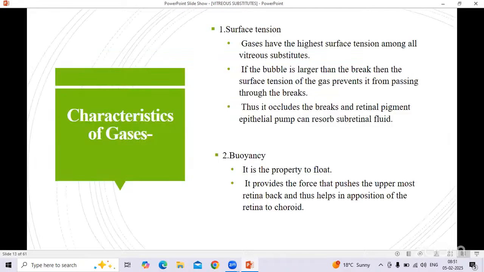Okay, so characteristics of gases. Surface tension: the gases have the highest surface tension among all the vitreous substitutes. And if the bubble is larger than the break, then the surface tension of the gas prevents it from passing through the break, and it occludes the break, and the retinal pigment epithelium pump can then reabsorb the subretinal fluid. Buoyancy, it's the property to float. It provides the force that pushes the uppermost retina back and thus helps in apposition of retina to choroid.